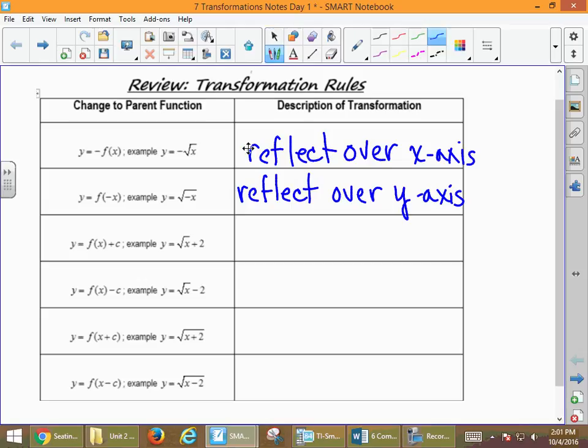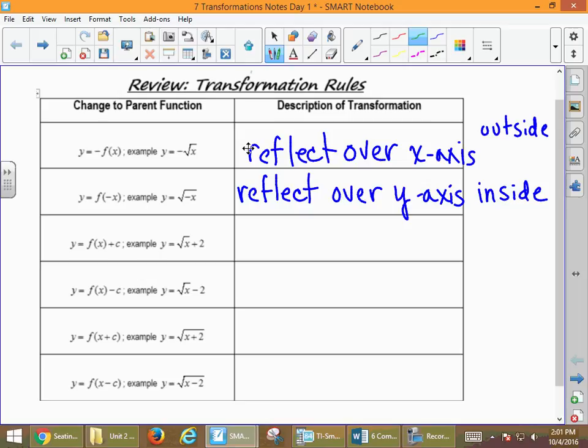But in terms of where the negative is on these first two, the negative for y equals negative f of x is outside. And I know that some people last year wrote that down on their notes and they found that to be helpful. And then the negative on the second one, it's inside the function. So that may or may not help you.